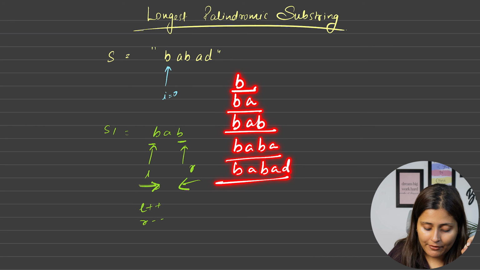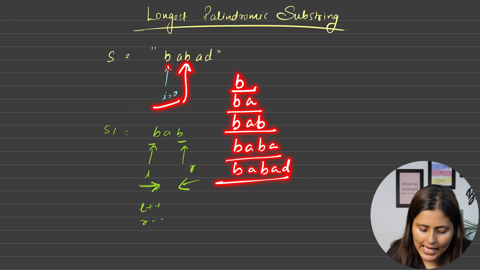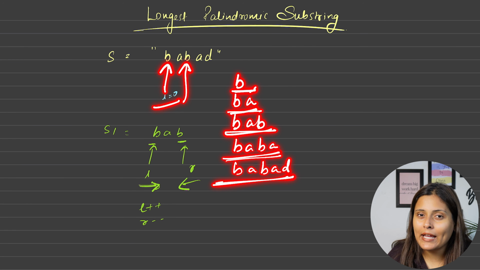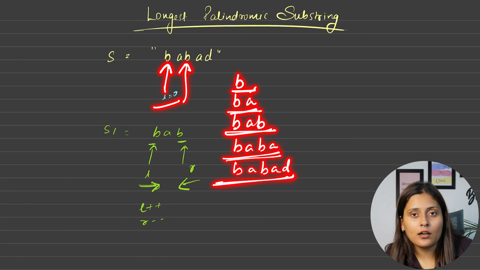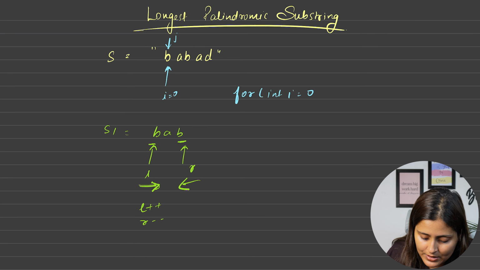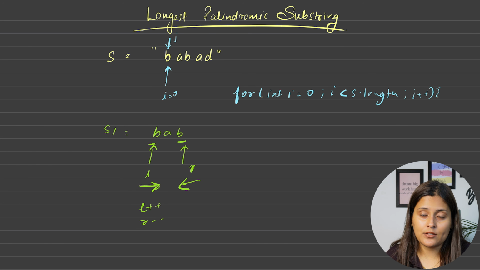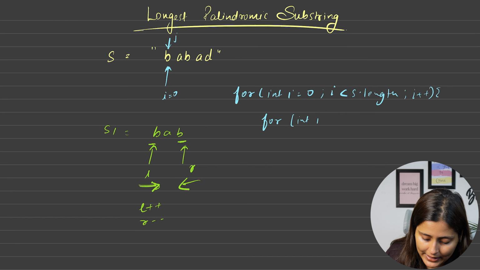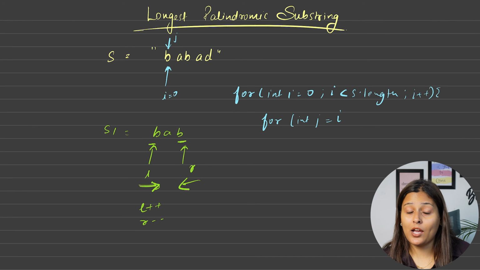Yes. Now when I move my I ahead, but when my I is at 0, I want B, BA, BAB, BABA, BABAD. So how can I get that? Hence I need another pointer which is J. I'll start my J pointer from here, and J will always start from I. So I will run my for int I loop from 0 till I is lesser than s dot length, and I'll do I plus plus. This is to generate all such substrings which start at the ith index. Now I have to start a for j loop also, for int j equal to I. I want to start my j only from I. Why?